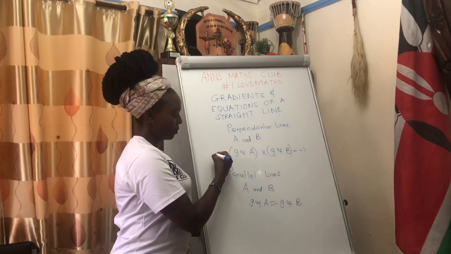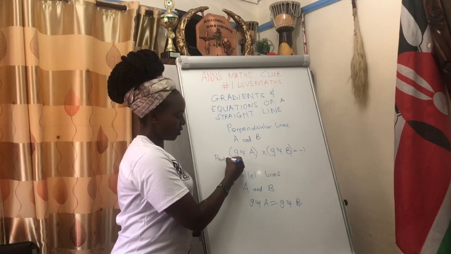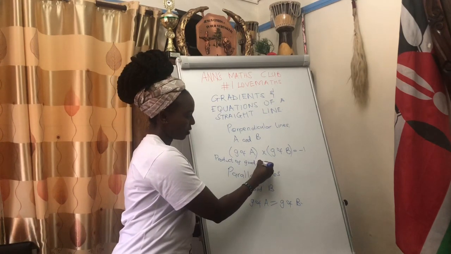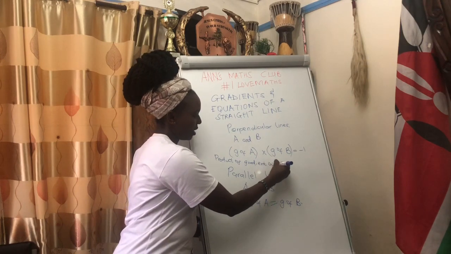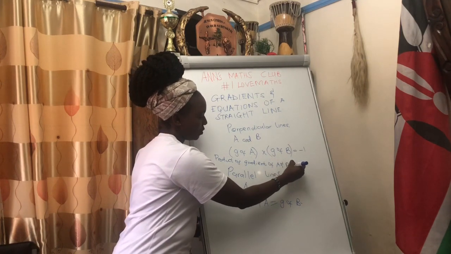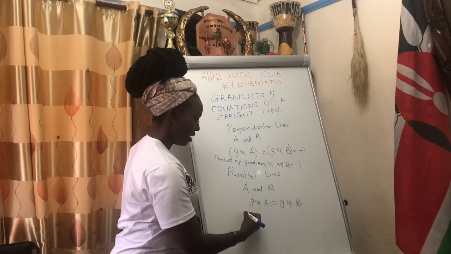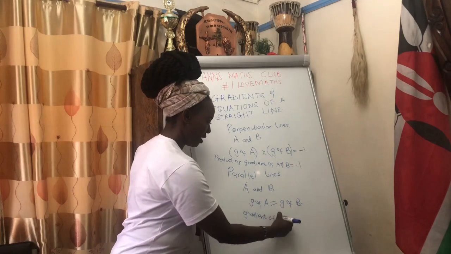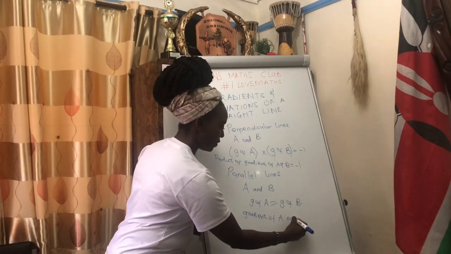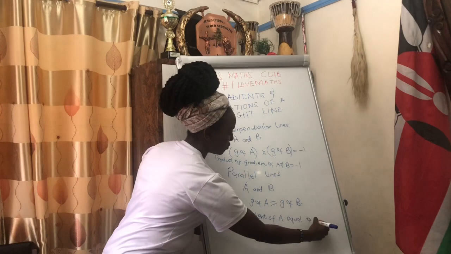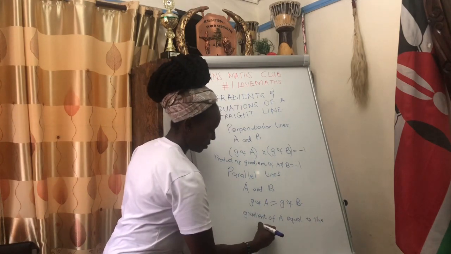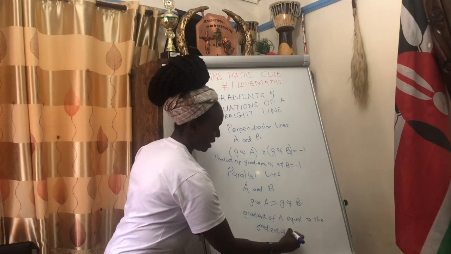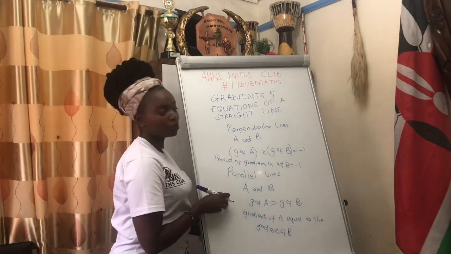So here we can just say the product of gradient of A and B should be equal to -1. And here the gradient of A should be equal to the gradient of B. So basically this is what you need to know.